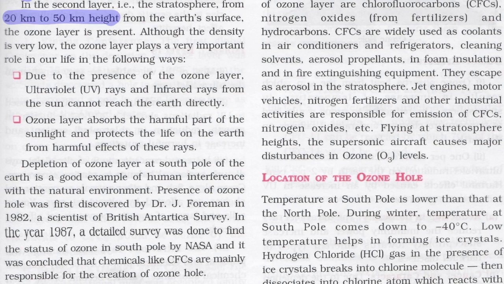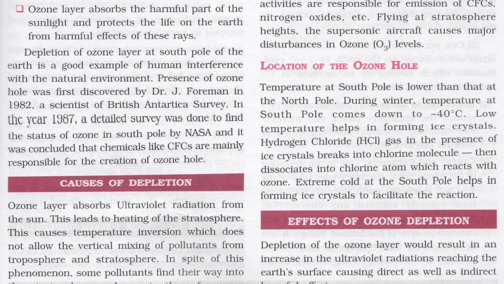The density of the ozone layer is very low, and it plays an important role in our life in the following ways. Due to the presence of the ozone layer, ultraviolet rays and infrared rays from the sun cannot reach the earth directly. The ozone layer absorbs the harmful part of sunlight and protects life on the earth from the harmful effects of these rays. For example, the ozone layer is depleting at the south pole.